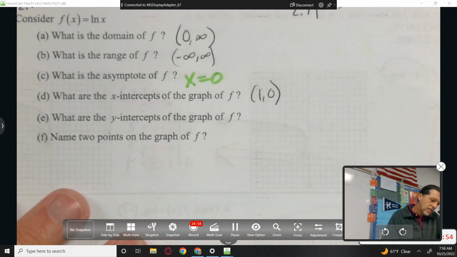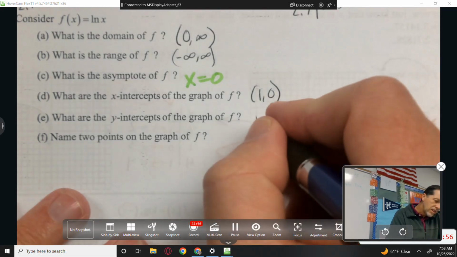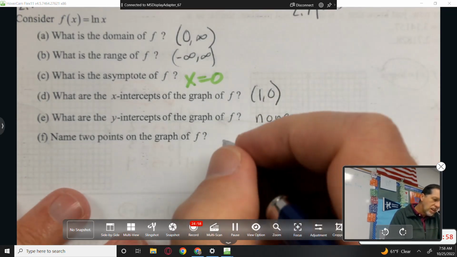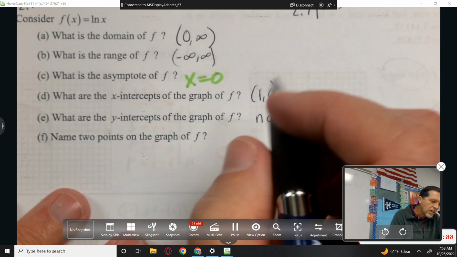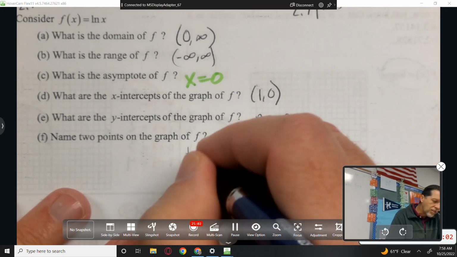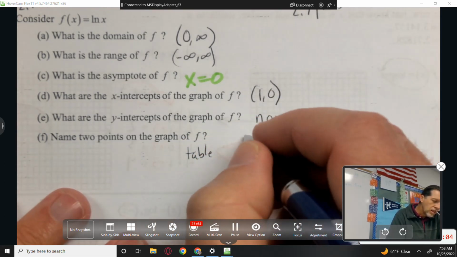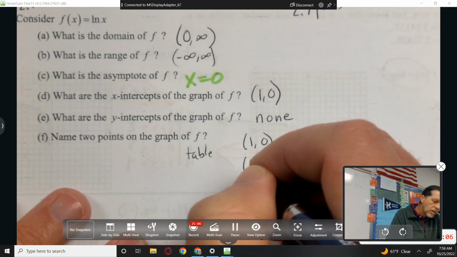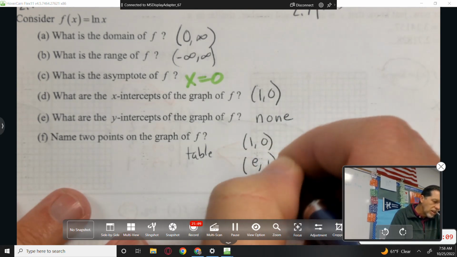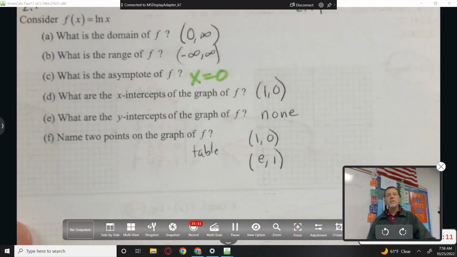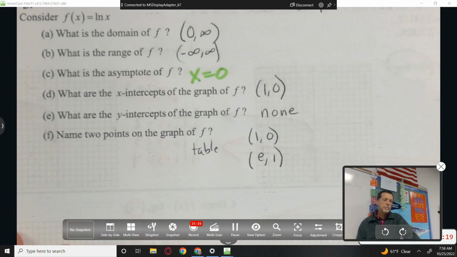Y-intercepts, none. And 2 points, again, that's just looking back at our table. (1, 0) and (e, 1). It only wanted 2, so we didn't have to do the 1 over e thing. And you said if we were to hit (2.7, 1), that would work too? Yep. Okay. That'd be fine.